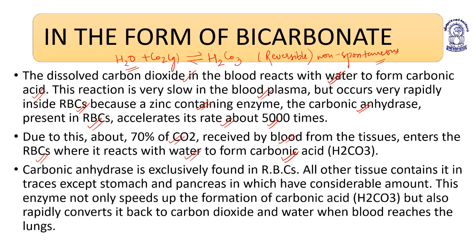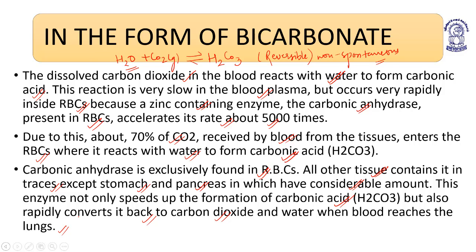Carbonic anhydrase is exclusively found in red blood corpuscles. All the other tissues contain it in traces, except stomach and pancreas, in which it is present in considerable amount. This enzyme not only speeds up the formation of carbonic acid, H2CO3, but also rapidly converts it back to carbon dioxide and water when blood reaches the lungs.